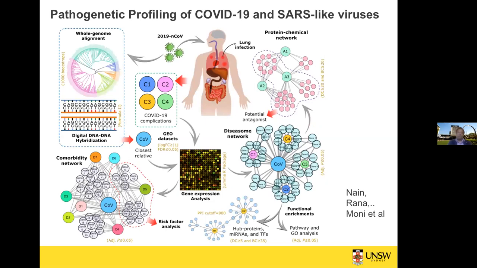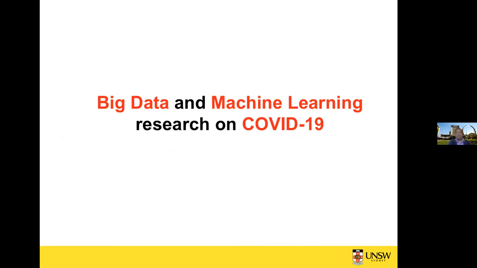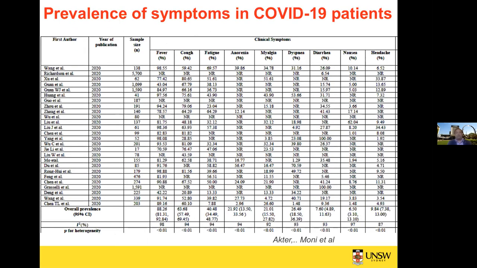We are also doing some different machine learning and big data projects. These big data and machine learning projects consider the clinical data, symptom data, blood pathology, blood test data. All of our papers are under review, in this case Akhtar et al. mainly. And it is the first review.